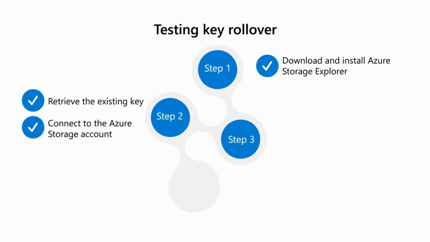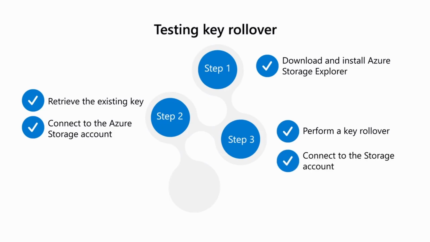As the third step, you will perform a key rollover in the Azure portal. To test the key rollover, you will try connecting to the storage account from the Azure Storage Explorer using the existing key. This step would fail as you have already performed a key rollover in the Azure portal.